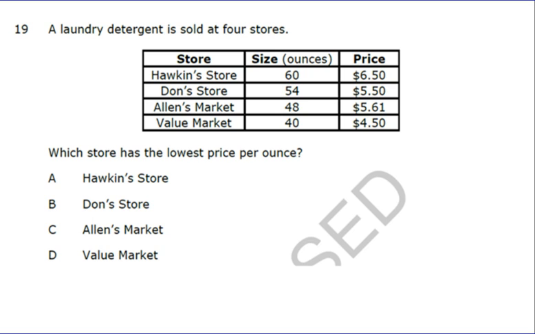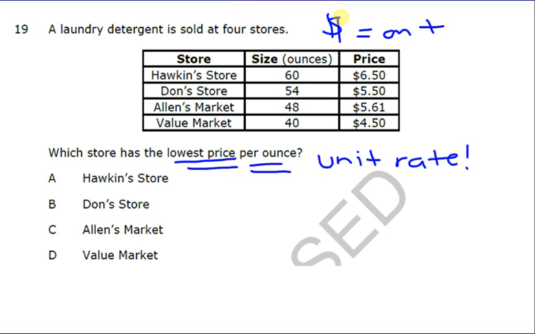All right, for the next question, a laundry detergent is sold at 4 stores. Here are the 4 stores. Which store has the lowest price per ounce? That should scream to you unit rate. Okay? Money always on top. Let's find the unit rate of each one of these. We're going to do 6.50 divided by 60 ounces.